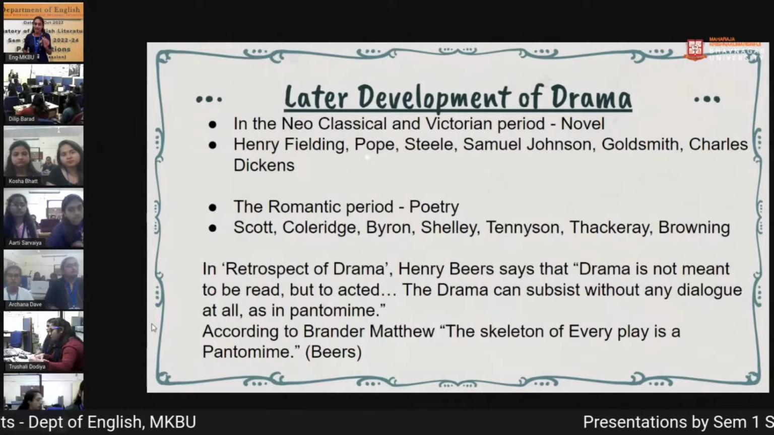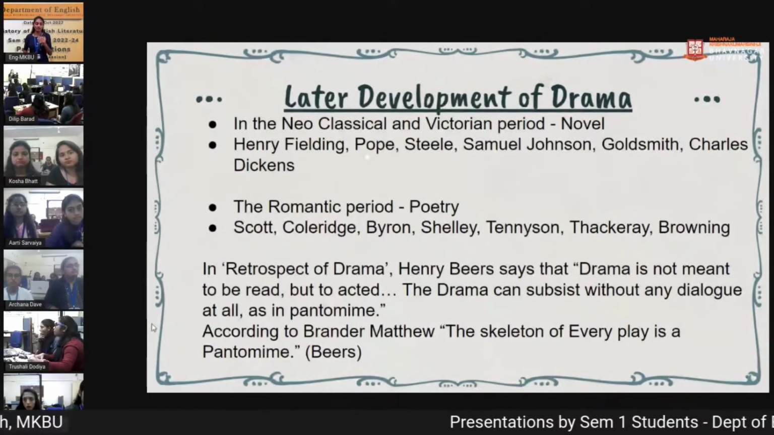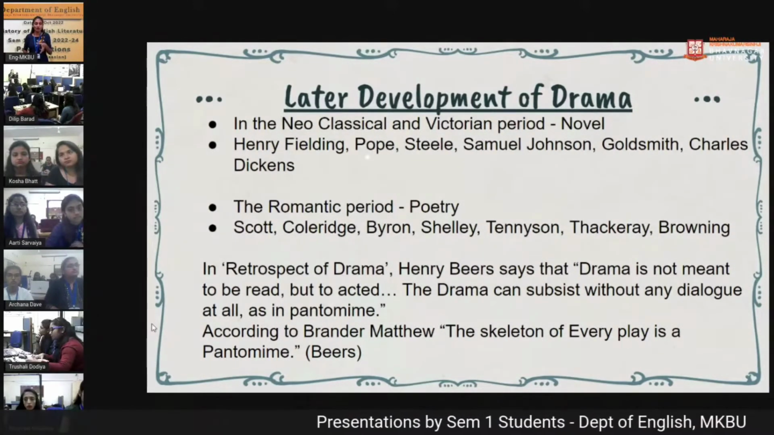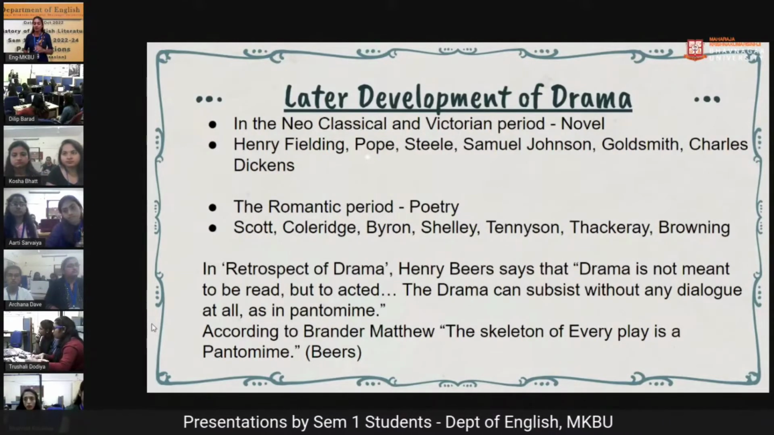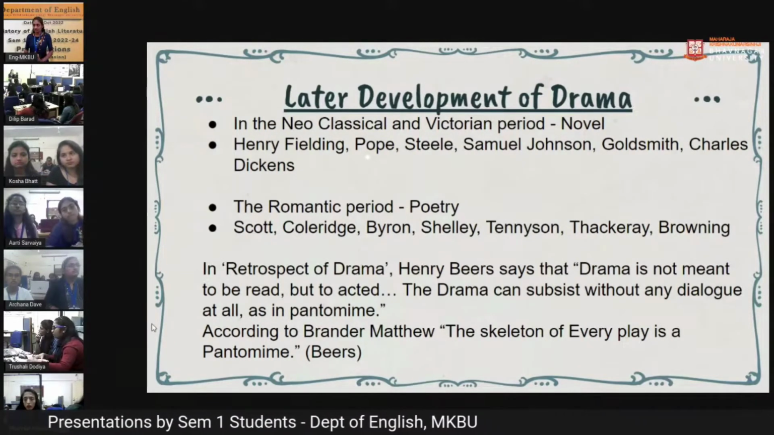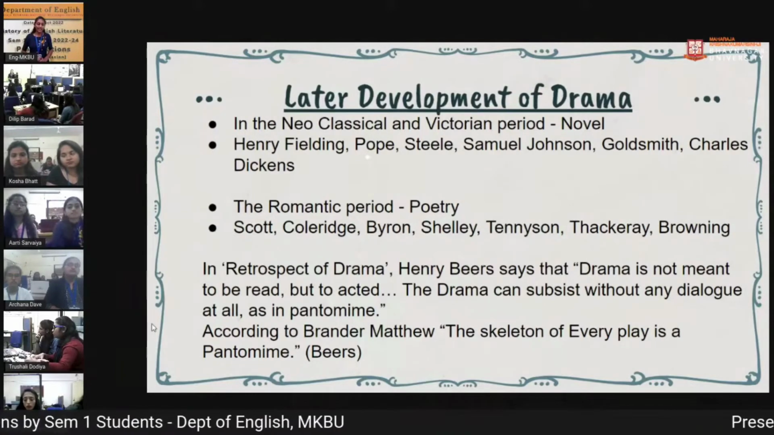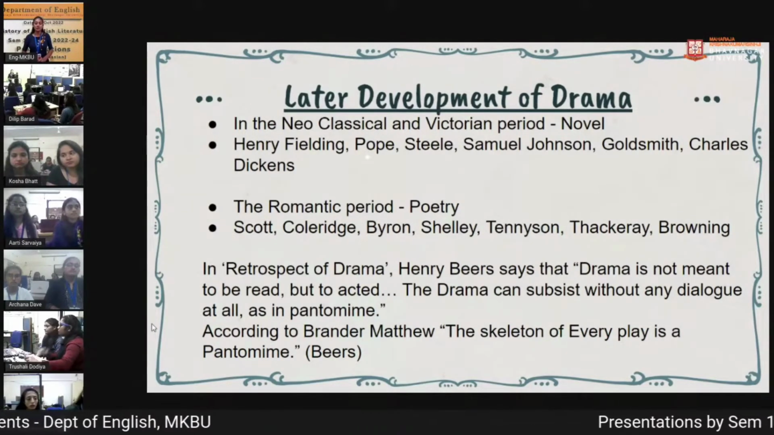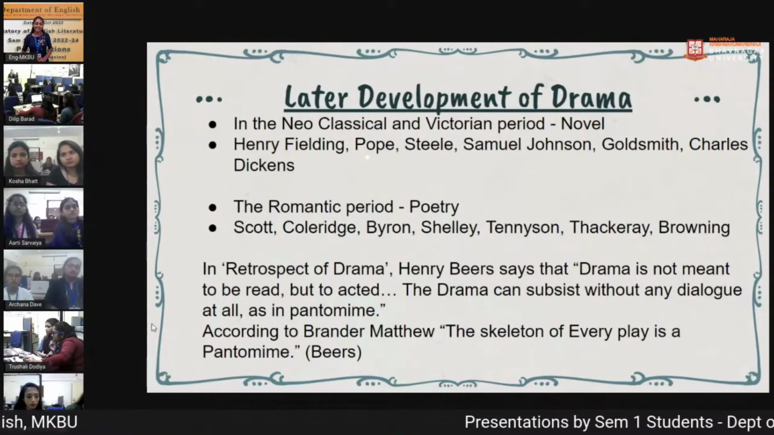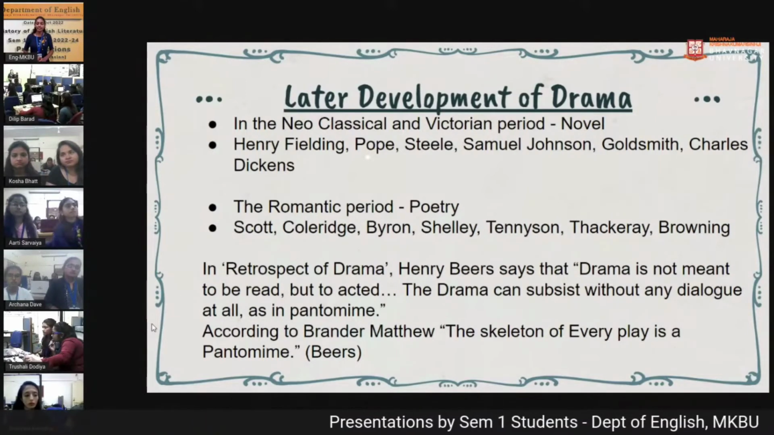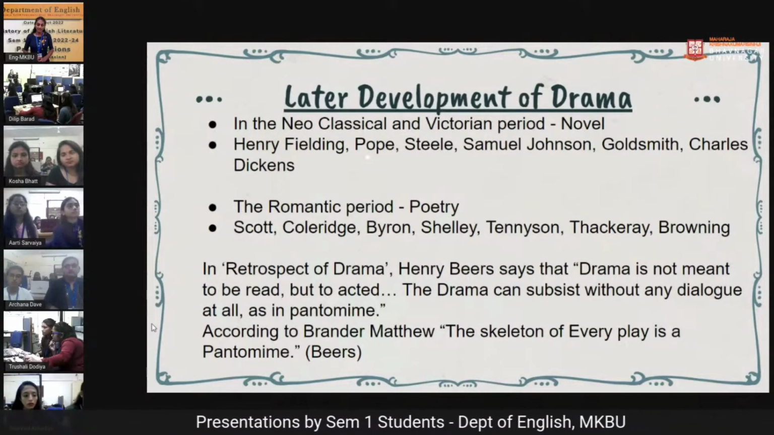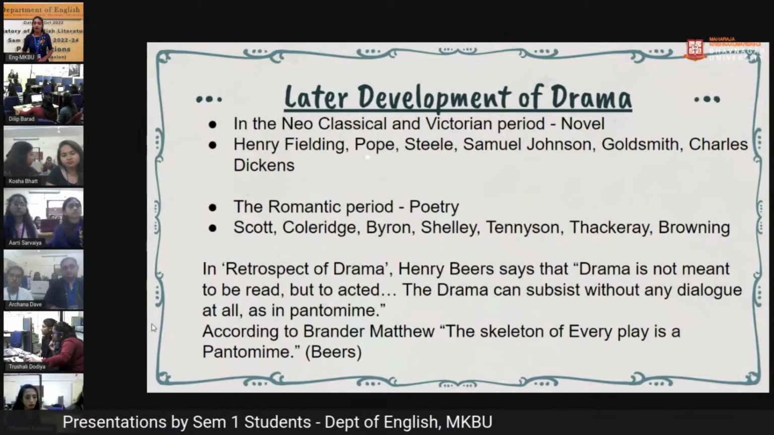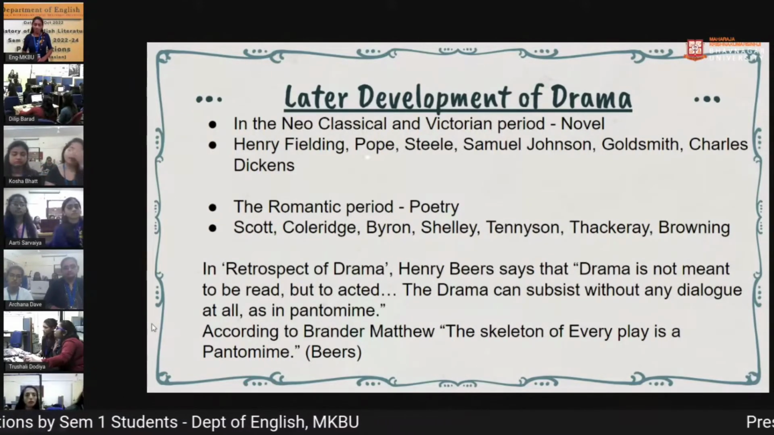Yes, there are many plays written, but the important form of literary writing is the novel, like Henry Fielding, Pope, Steele, Samuel Johnson, Goldsmith, Charles Dickens. All are known for their novels, not for their plays. They have also tried their hand at dramas, but that was not quite popular.